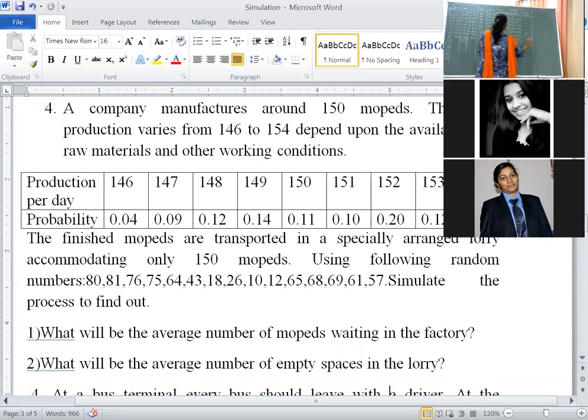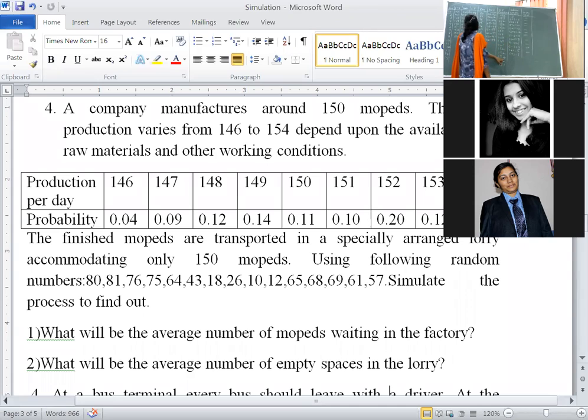Correct? Then again the other day, that is 10th day, 147. Already previous balance is 6. 3 mopeds are less. 6 minus 3, 3. Then that is 11th day, 152 mopeds. That means 2 extra. Previous balance is 3. 3 plus 2, 5. Again, that is 12th day, 152 mopeds. That means again 2 extra. 5 plus 2, 7. There is no empty space.